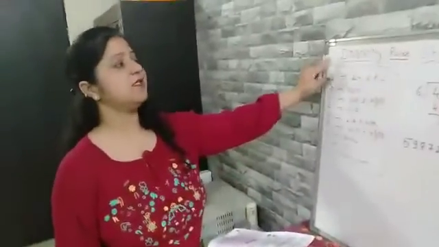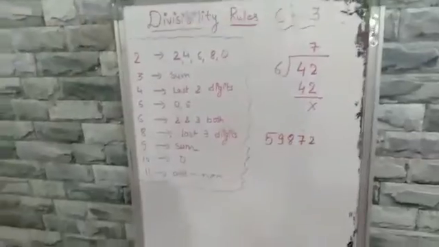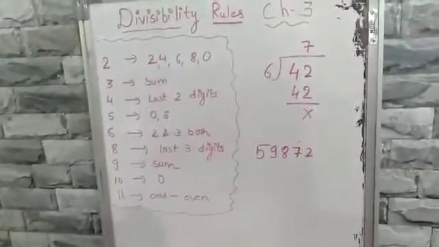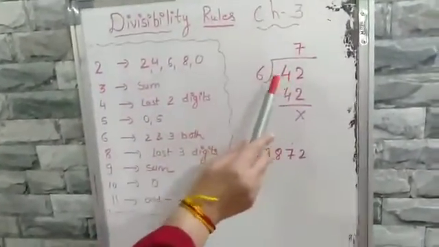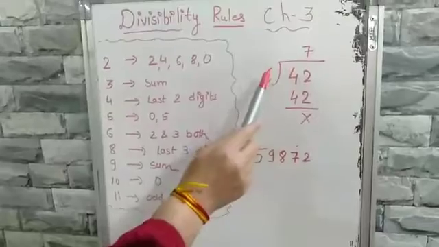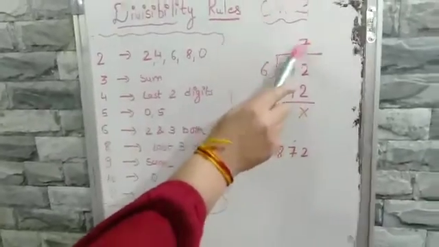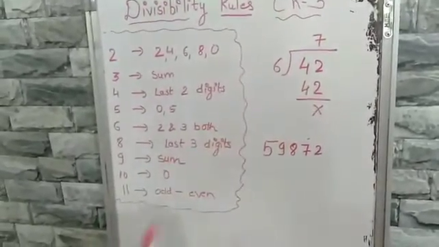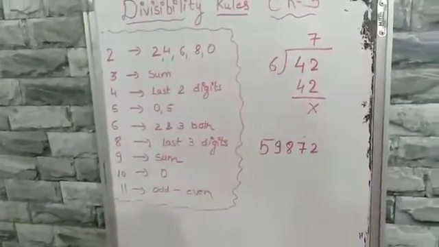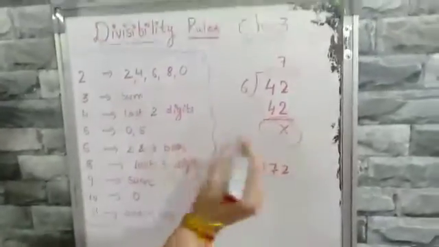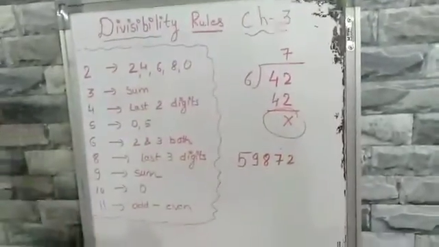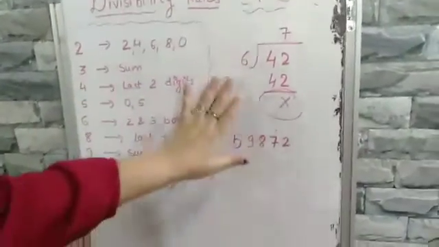Today's topic is divisibility rules. Chapter 3, divisibility rules. Before that, one should know what divisibility is. A number is said to be divisible when the dividend is divided by the divisor and the quotient is a whole number with no remainder. In short, when there is no remainder, a number is said to be exactly divisible by the divisor.